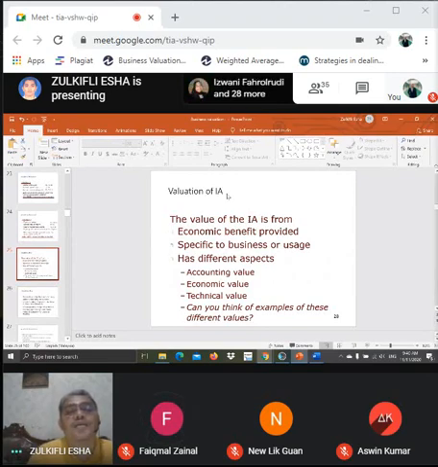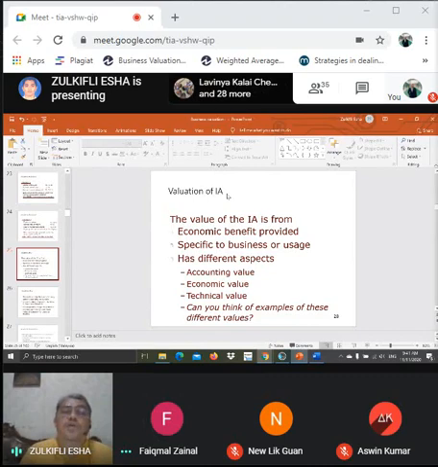Apa IA? If AI is artificial intelligence, right? IA. Betul. Intangible asset. Normally, as far as business valuation is concerned, IA is intangible asset.